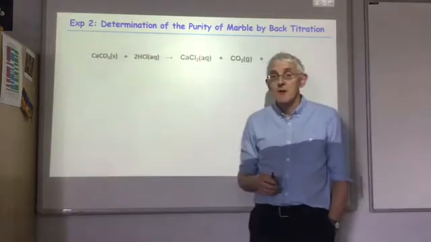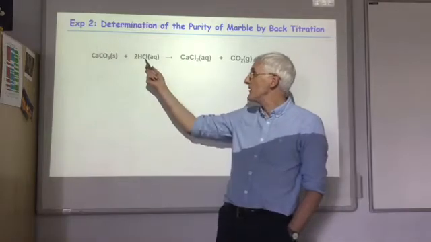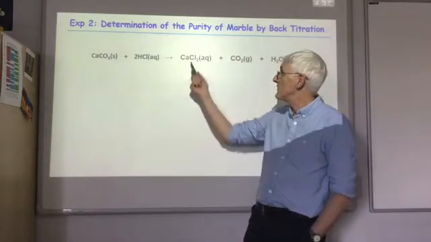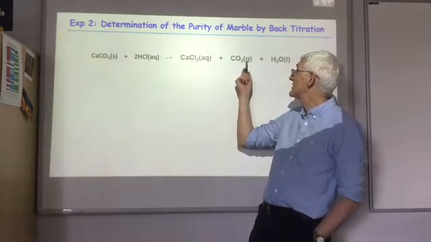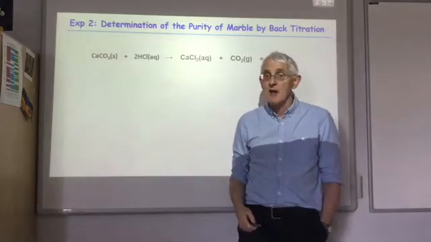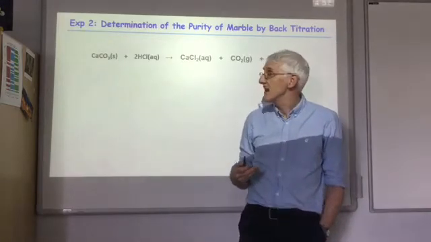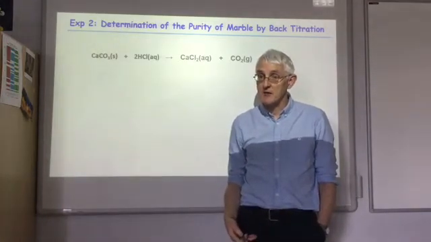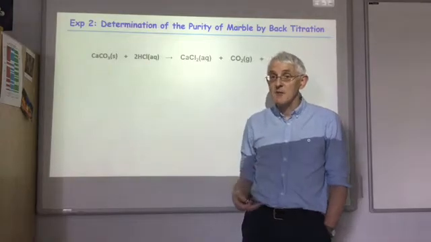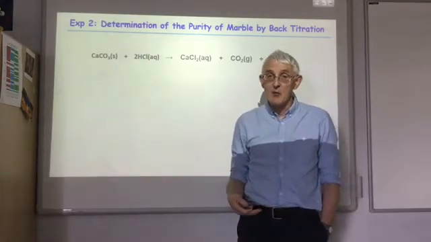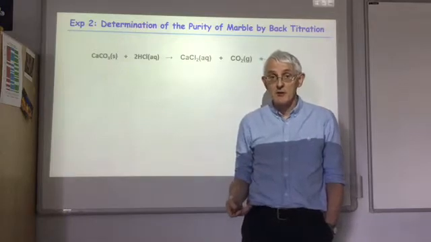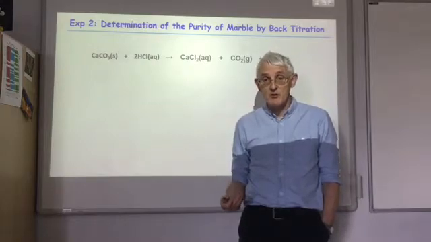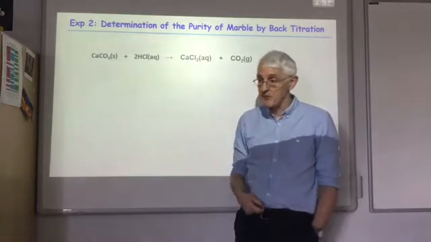So in this experiment, we're going to initially add a known amount of hydrochloric acid to our sample of calcium carbonate. It will react and produce calcium chloride solution, carbon dioxide gas and water. Now the hydrochloric acid will be in excess, so there will be some hydrochloric acid remaining at the end of the experiment after we've used up all the calcium carbonate. In order to determine how much hydrochloric acid is left, we'll carry out a simple titration with a sodium hydroxide solution of known concentration. In fact, we'll use the sodium hydroxide solution which is standardised previously in experiment 1.